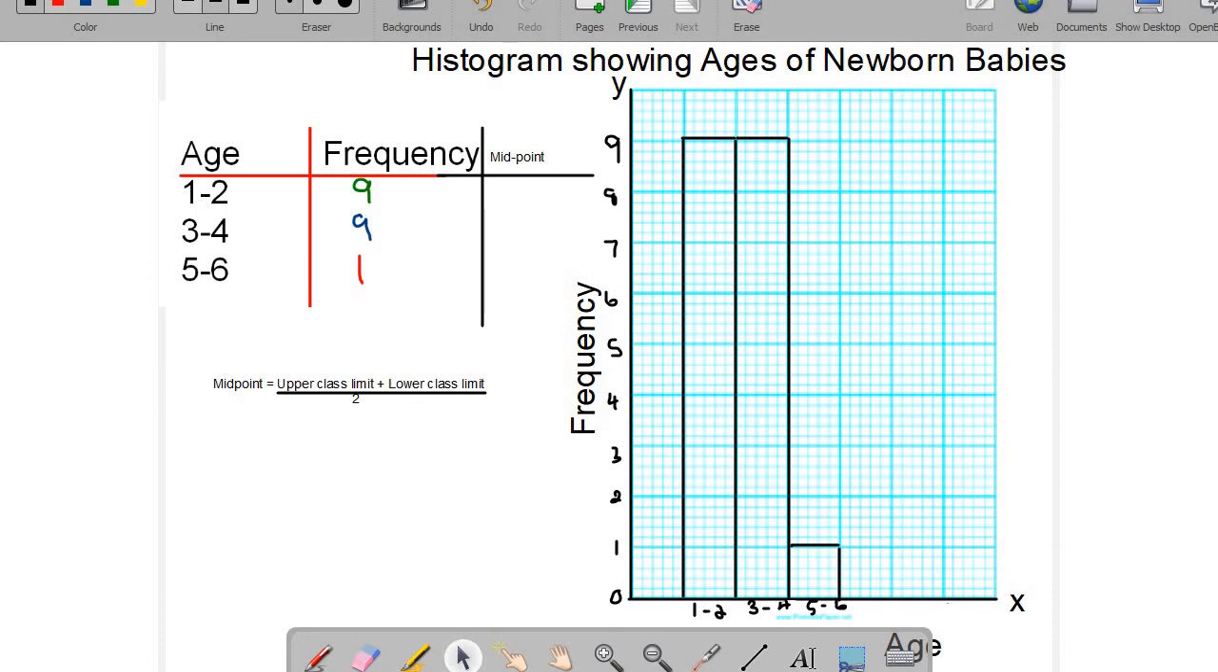So the first class is 1 to 2. To find the midpoint for this class, I'm going to add the upper class limit, which is the bigger number. So 2 would be the upper class limit, not 1. Plus the lower class limit, which is the smaller number in this interval, that's 1. And I'm going to divide by 2. That's 2 plus 1 is 3, and 3 divided by 2 is 1.5.